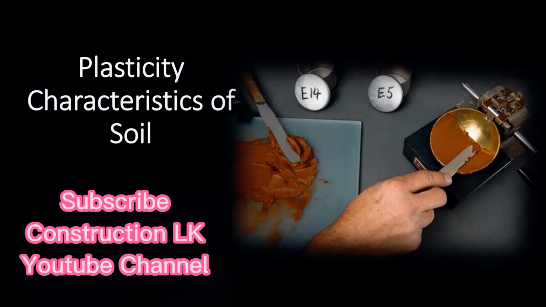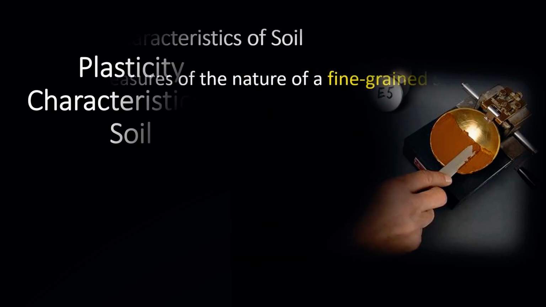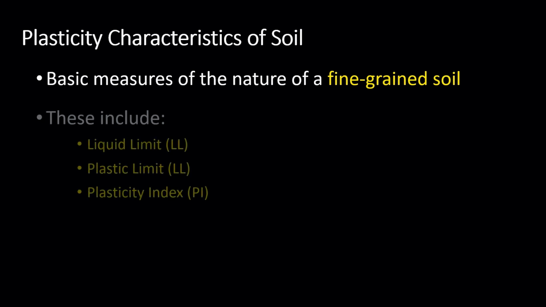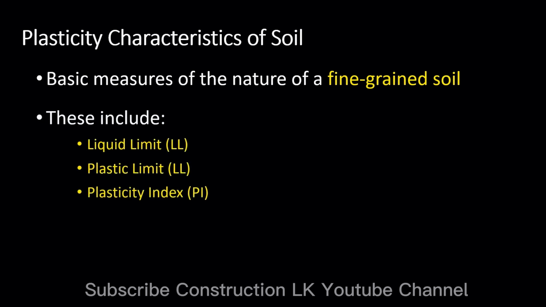Hello everyone. This video demonstrates how the plasticity characteristics are determined on a given fine-grained soil sample. Plasticity characteristics are the basic measures of the nature of a fine-grained or cohesive soil. This helps to identify how the soil behaves with the variation of its moisture content. In this test we basically determine the liquid limit and plastic limit, and calculate the plasticity index using those values.